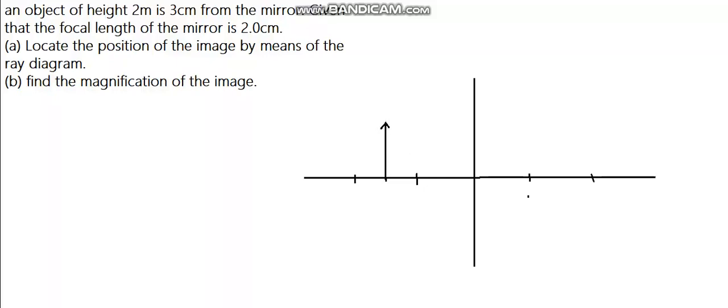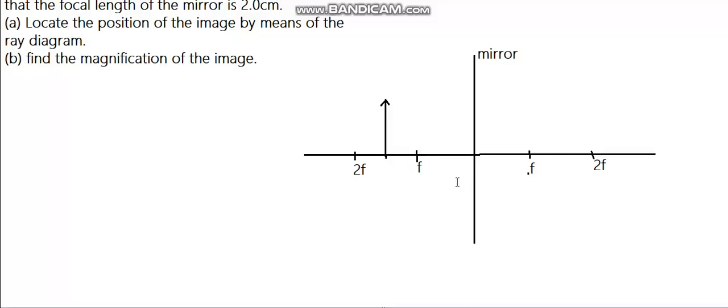Then once you do this, remember to label. So this is the mirror. This is F, F is for focal. And this is 2F. Then this is also F, and this is also 2F.